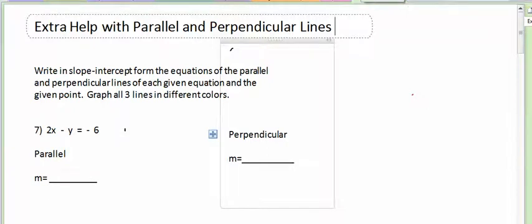Okay, the next lesson is extra help with parallel and perpendicular lines. Okay, so now we're going to do one more problem, see if that'll help you. If you have some questions, you need to make sure you come and see me.